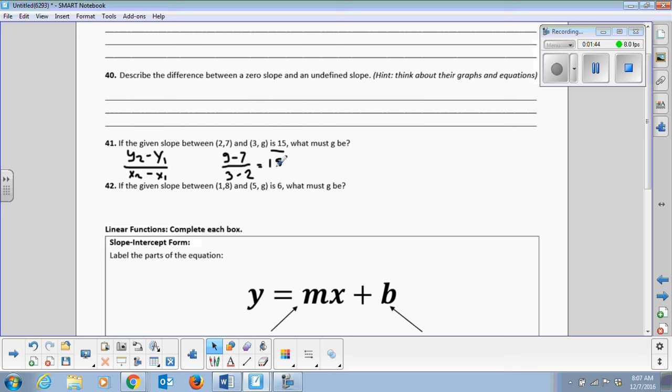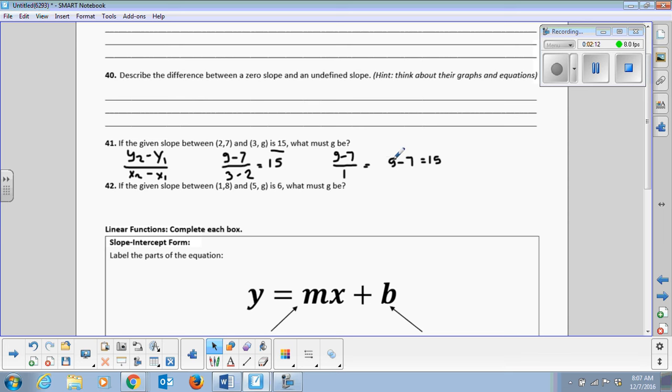Okay, from here, we have to work backwards. So we need to isolate the variable g. So I'm going to first start by simplifying the left side of my fraction. So I'm going to have g minus 7. 3 minus 2 is just 1. So I could even leave this as just g minus 7. So I have g minus 7 equal to 15.